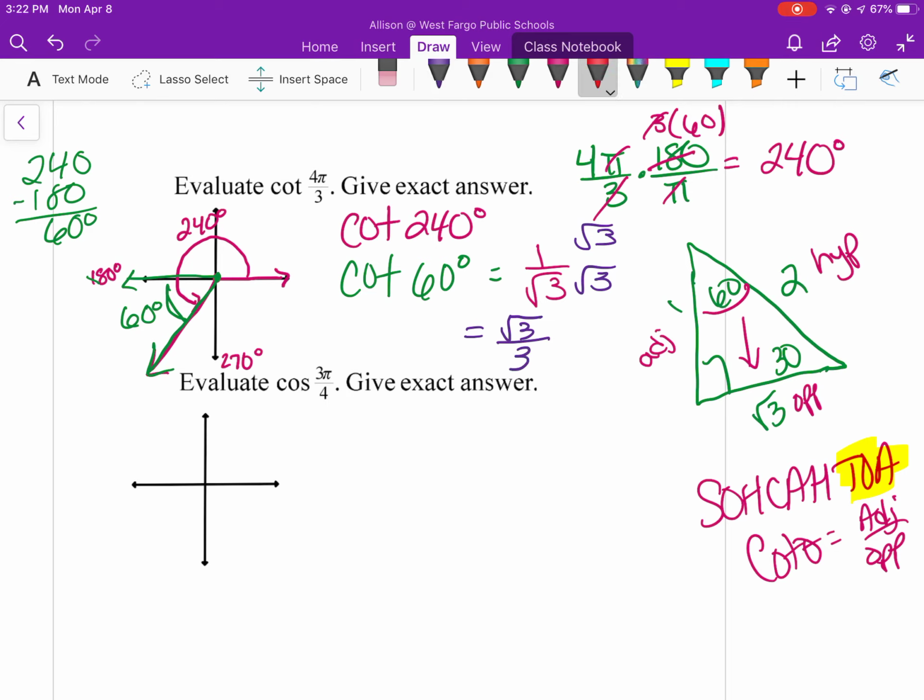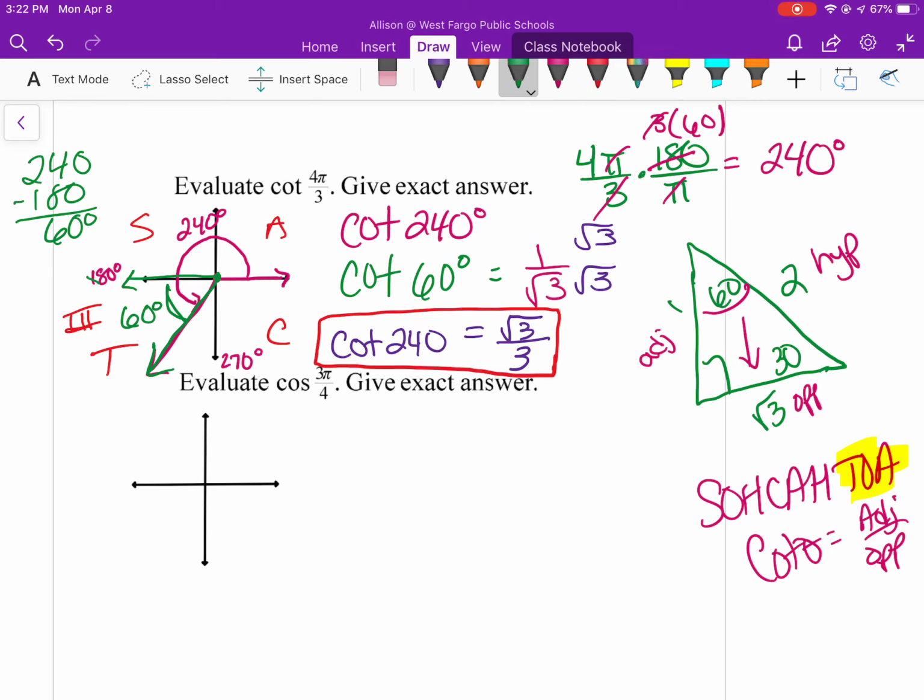And then the last thing I'm going to do is check if that will be a positive or negative answer. So cotangent of 240 degrees, the terminal side lies in the third quadrant. All Students Take Calculus, so the third quadrant is the tangent quadrant, which means that cotangent is also positive. So square root of 3 over 3 is my final answer.